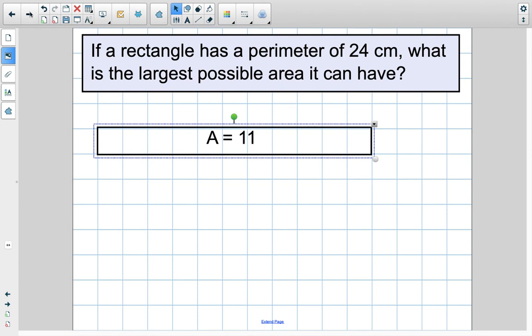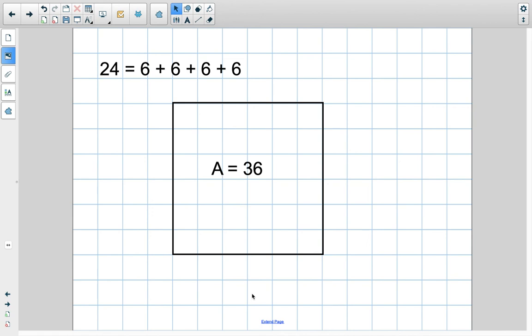So there's an interesting relationship then between area and perimeter. What you will find is the largest area happens when the dimensions of the shape are as close together as possible. And the smallest area happens when the dimensions of the shape, the length and the width, are as far away from each other as possible, still adding up to the same perimeter. So that's the lesson for today.